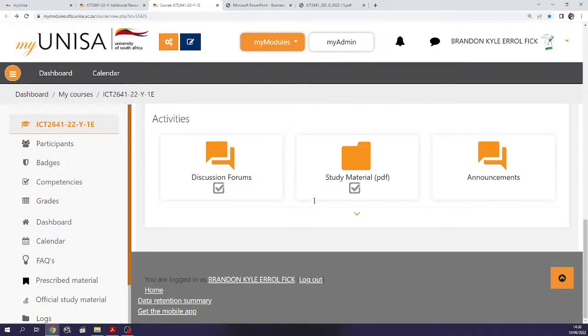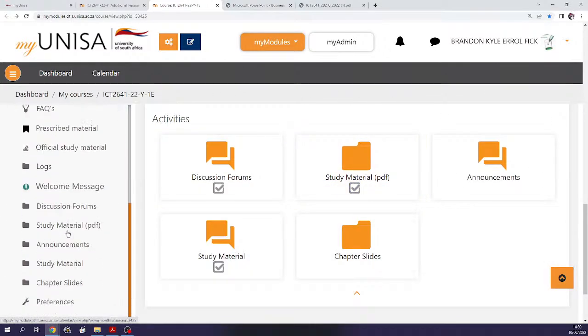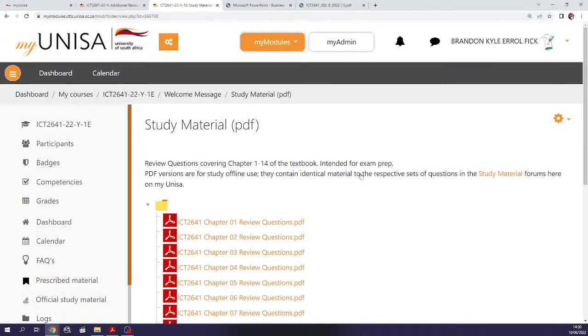Now, if you navigate down to the bottom, or also on the sidebar, there are these two things: study material and then study material in PDF form. Let's go ahead and open the PDF. The content is the same. I just uploaded a PDF version for offline study purposes.